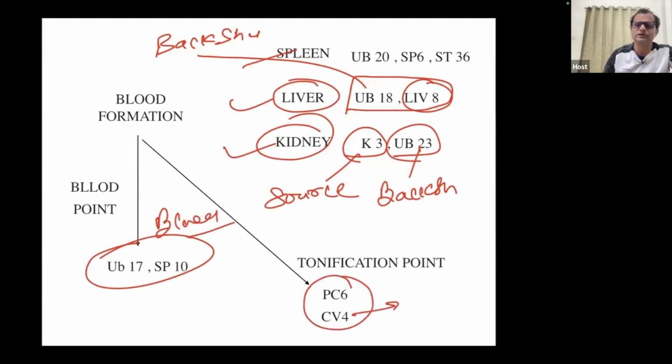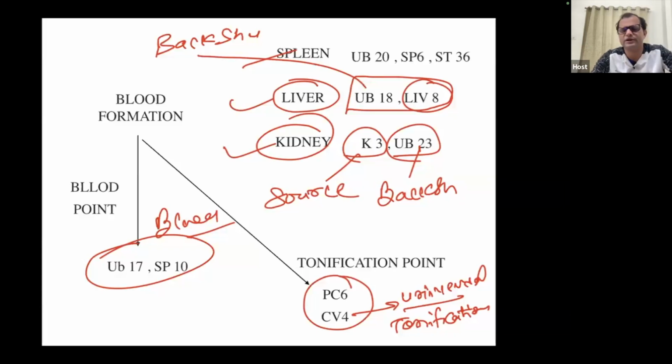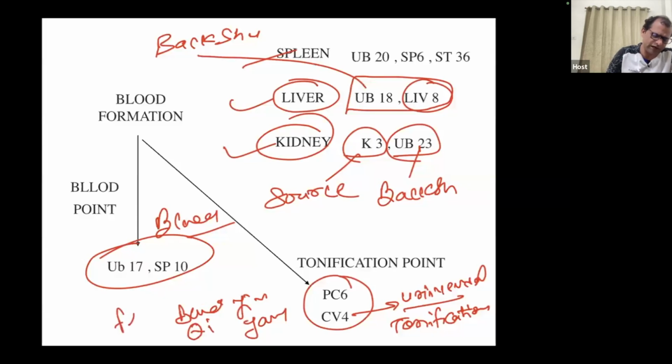CV4 is the universal tonification point. It tonifies everything. CV4 is tonifying yin, yang, blood, qi, fluid, everything. CV4 is the point that tonifies everything.